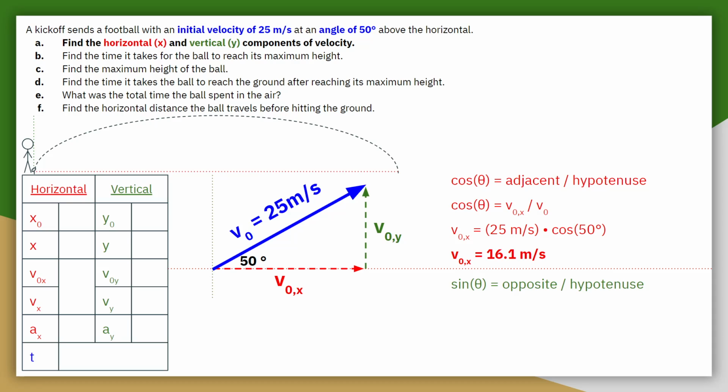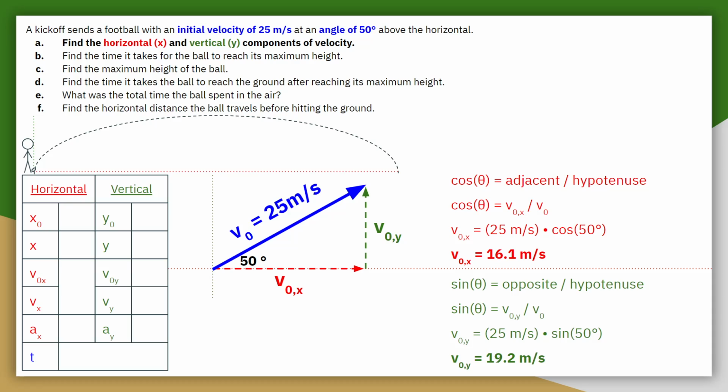To do the same thing with the vertical component of velocity, we're going to use our sine function. Sine of our angle is equal to the length of the opposite side of the triangle to that angle divided by the length of the hypotenuse. Or in this case, sine theta is equal to v0y divided by v0. We can multiply both sides by v0 to get v0y by itself and plug in our 25 meters per second for v0 and 50 degrees for theta. So our vertical component of the initial velocity would be 19.2 meters per second.